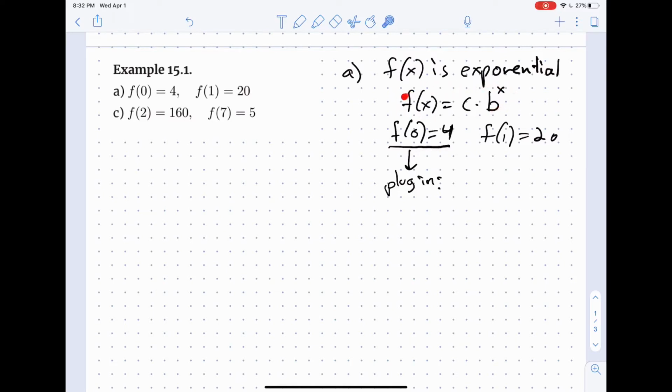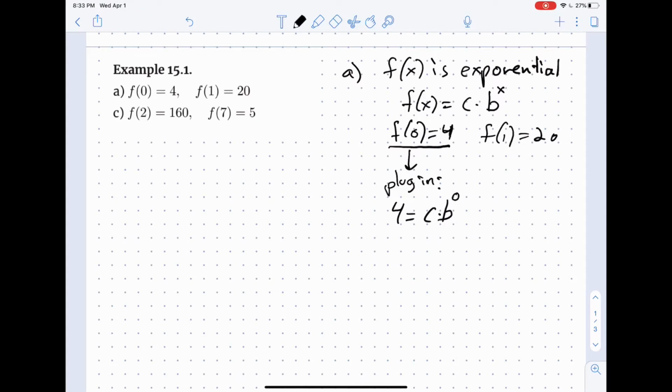We know this is what our function looks like. We just don't know these numbers. And this tells us a pair of values. The 0 is like the x. It's going to go up here where the x goes. And the 4 is what the entire f of 0 is equal to. So whatever we calculate, c times b to the 0, the whole thing should equal 4. So we're going to put the 4 in the place of the f of x. Here's how it goes. We substitute in: 4 is equal to c times b to the power 0.